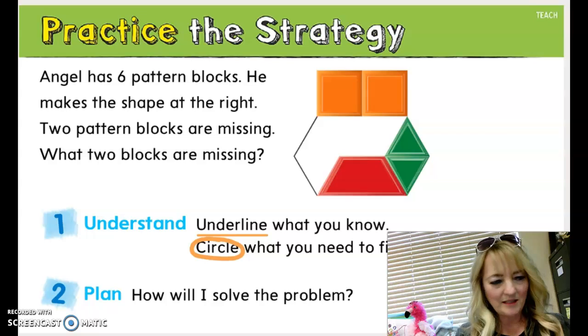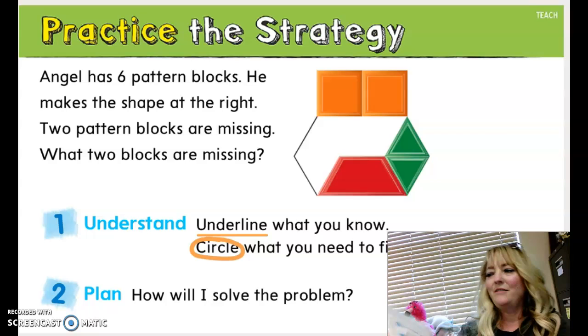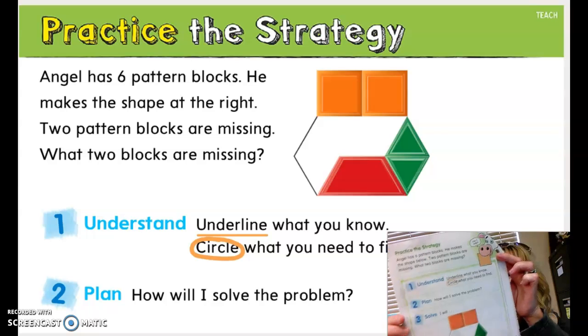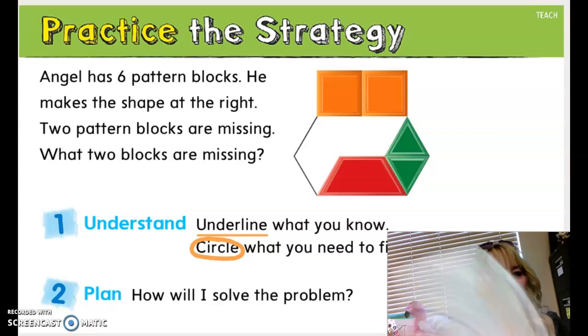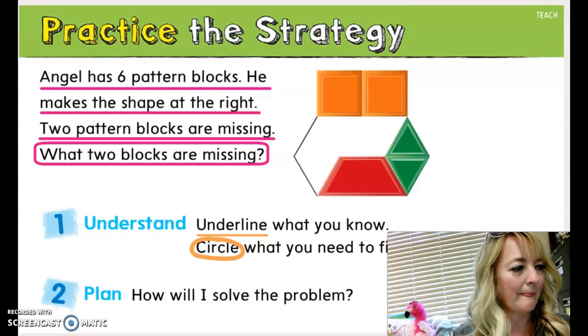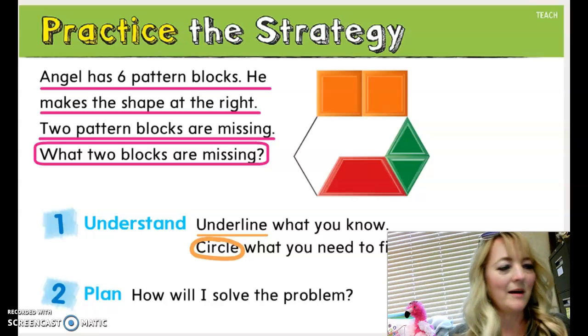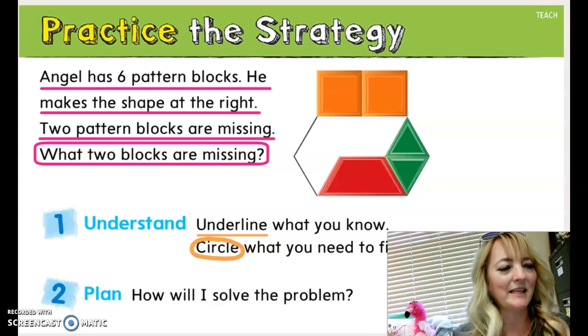Okay, let's go on to the inside of your pages. Practice the strategy. It has a little cow that has a square. Okay, let's see. Here we are. Angel has 6 pattern blocks. He makes the shape at the right. 2 pattern blocks are missing. What 2 blocks are missing?